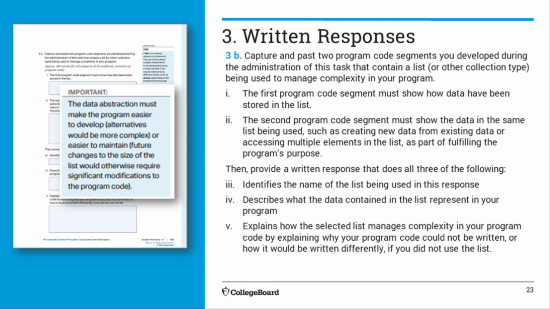An important thing to understand, and this is in the little blue boxes on the side of the instructions, is that a data abstraction must make the program code easier in some way. So alternatives would be a little bit more complex, or these abstractions actually make it easier for us to maintain the program. So if we changed the size of our list, we added data elements to the list, we shouldn't have to go in and make a lot of code modifications if we're using the data abstraction correctly. So just be careful of those tips on the side.